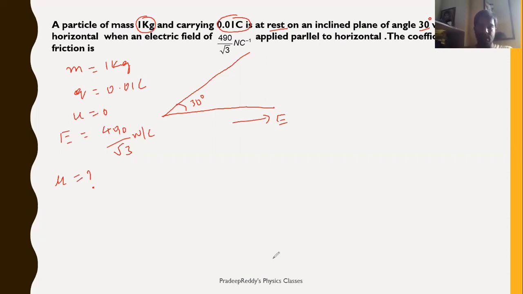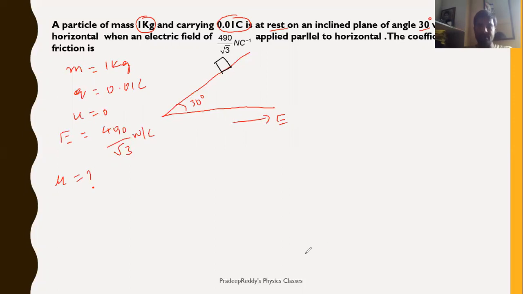Now you have a charged particle which is placed in this region. The mass is given as 1 kg and the charge of this particle is 0.01 coulomb. It is starting from rest. The electric field is parallel to the horizontal, just like I have shown in the diagram. Now you are supposed to calculate the coefficient of friction. In order to find the coefficient of friction, you should use a free body diagram.